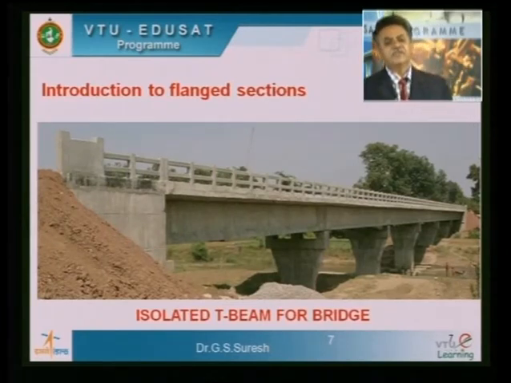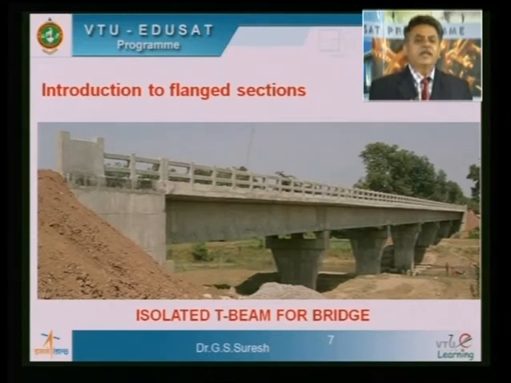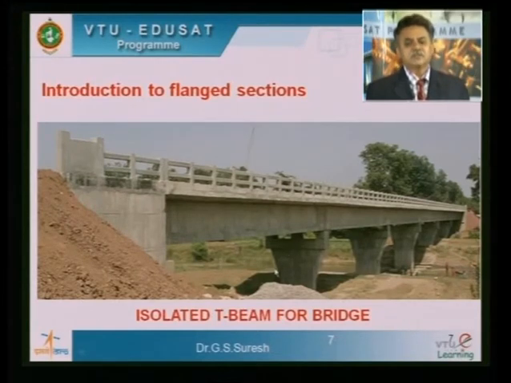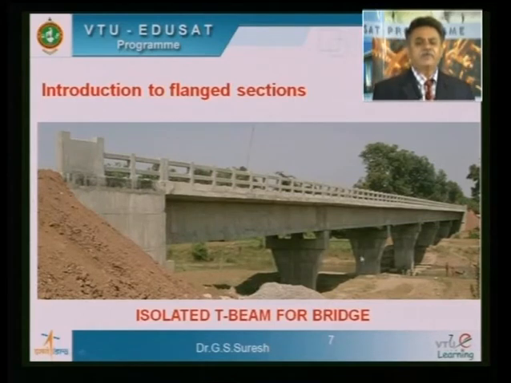This photograph shows you an isolated T beam, wherein this is a bridge across a river or maybe a stream of water. You need a beam and the slab to support the traffic movement. This acts as a T beam because on the top you will have the compression. So, the slab in the compression zone acts along with the beam to form a T beam.